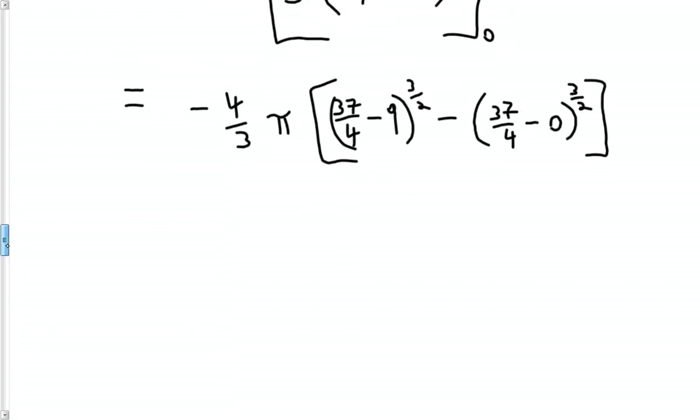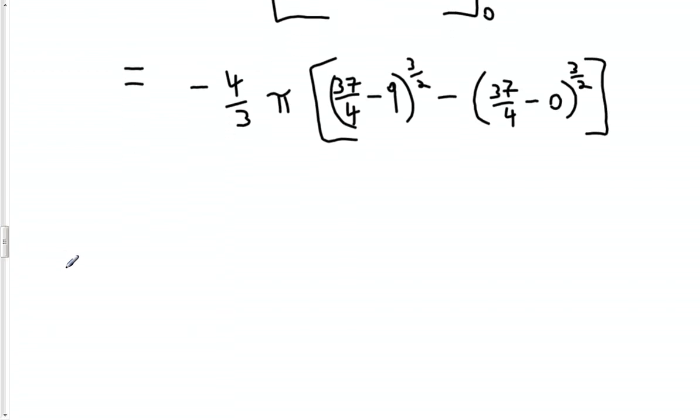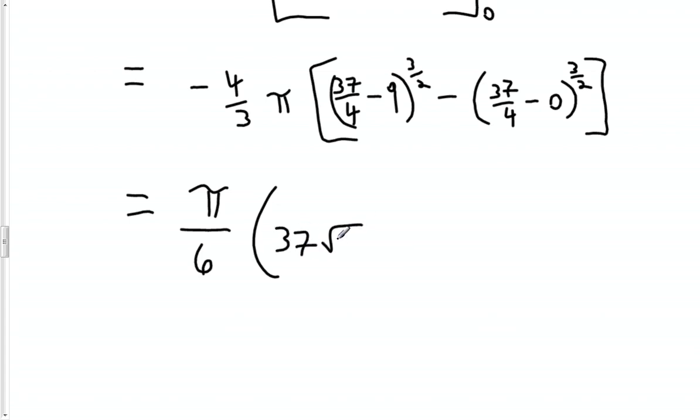Let's see. This is going to yield for us pi over 6 times the square root of 37, or square roots of 37, minus 1. And that would be the area of that surface of revolution.